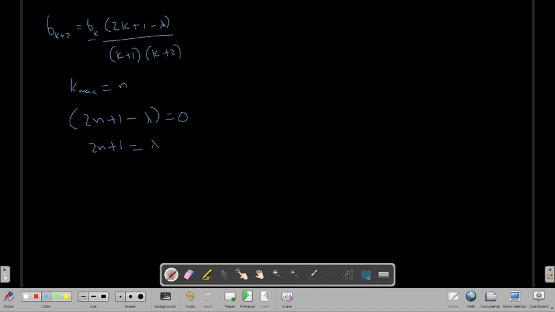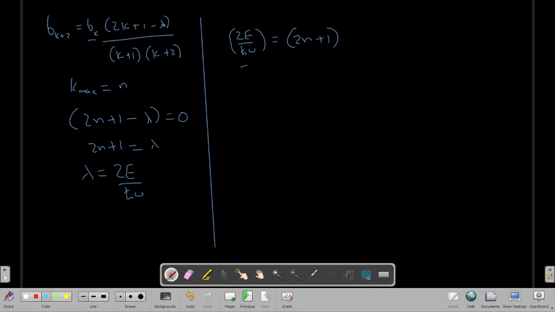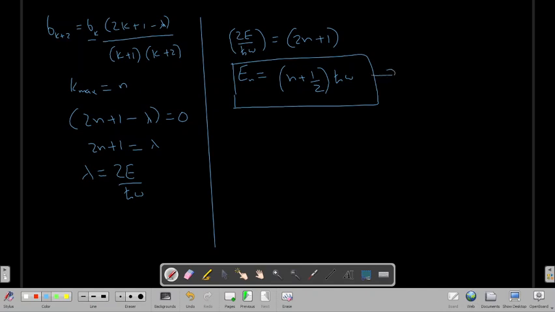If I put the value of lambda, which we had taken as 2E by h cut omega, then 2E by h cut omega is equal to 2n plus 1, and E you will get is equal to (n plus 1 by 2) h cut omega. This is a very, very important result of physics, not only quantum physics but in various fields of physics. You can see that the energy basically depends on the value of n. So this is the energy eigen spectrum.